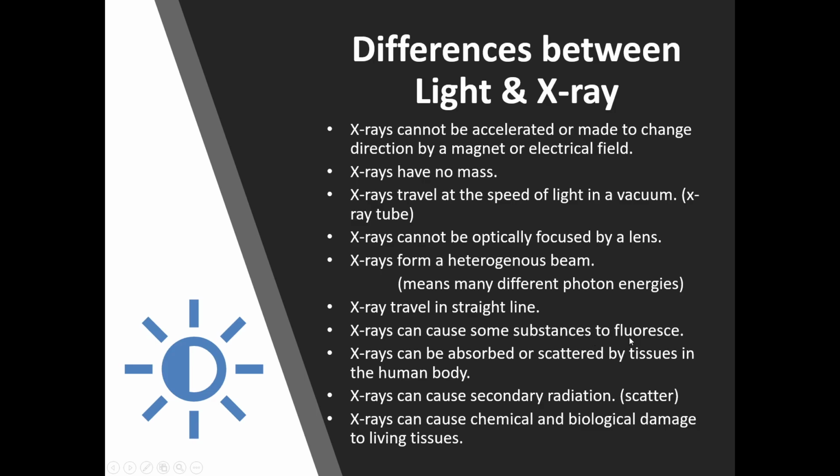Essentially, when you X-ray a substance and it produces its own light after having been stimulated by X-rays, that's what we call fluorescence. And then X-rays can be absorbed or scattered by tissues in the human body. Light doesn't really get absorbed, except high energy ultraviolet radiation can absorb into your skin cells and damage your tissues. And then X-rays can cause secondary radiation. This is our scatter. That's when an X-ray comes in, hits a body part, and changes direction. Light doesn't do that. It can be reflected, which is not the same concept here. And then X-rays can cause chemical and biological damage to living tissues. This one is something that X-rays and light kind of share.